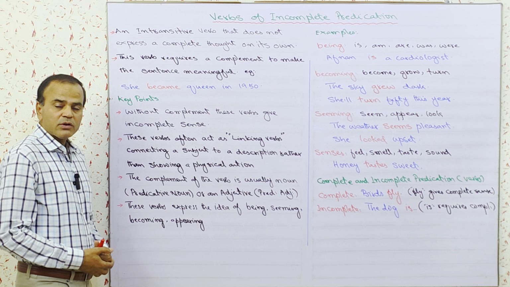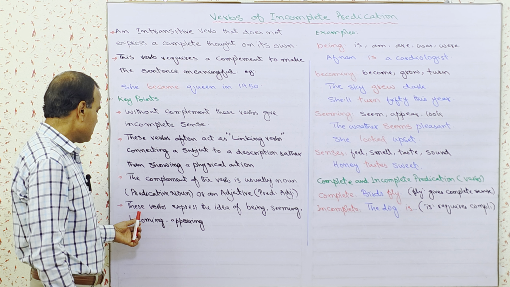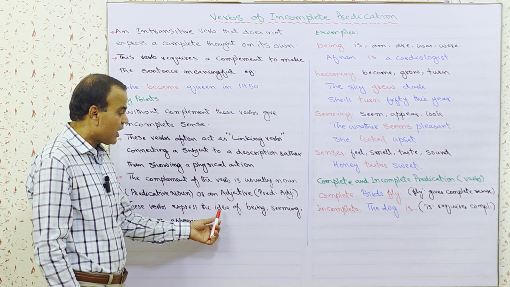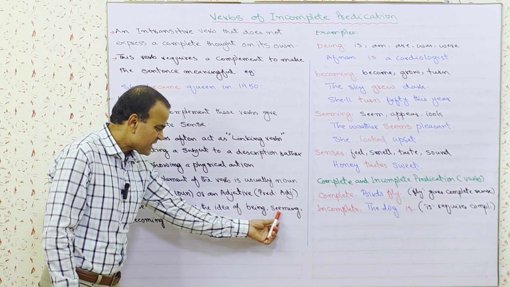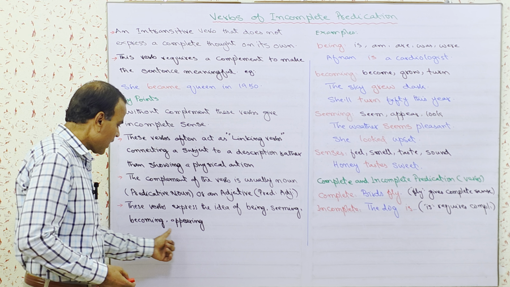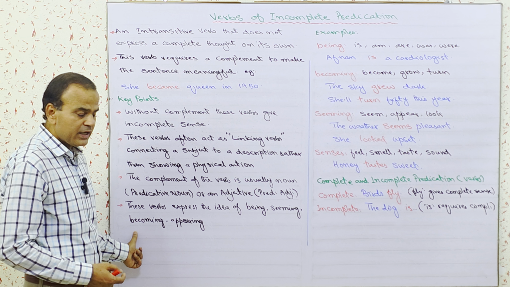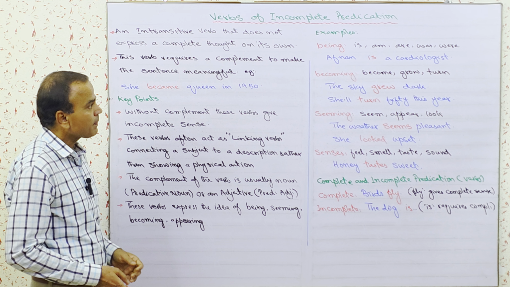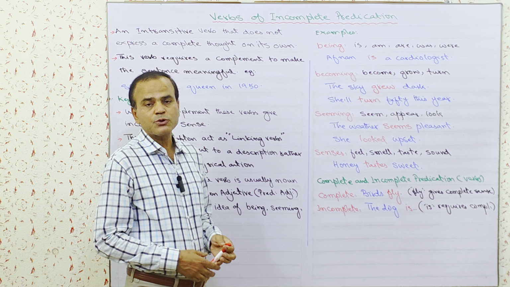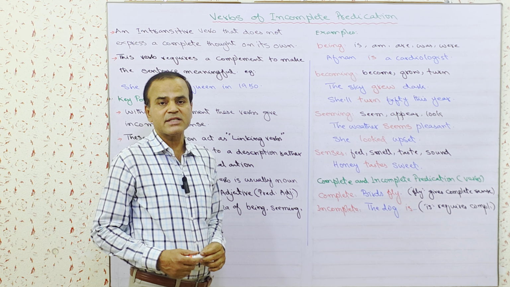The last point about the verb of incomplete predication is that these verbs express the idea of being, seeming, becoming, and appearing. So this is the sense there. The basic function of these verbs is to show a link. But when they show a link, they show existence, they show appearance. Either you use the word seem or appear, and they show the link of becoming, like here. Let's have a look at some more examples to properly understand what the last point says.